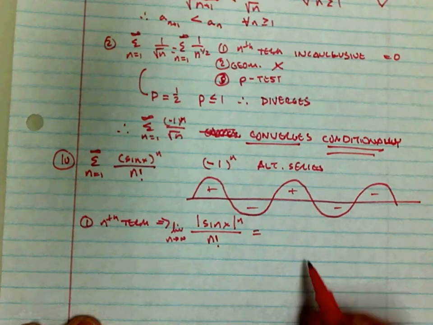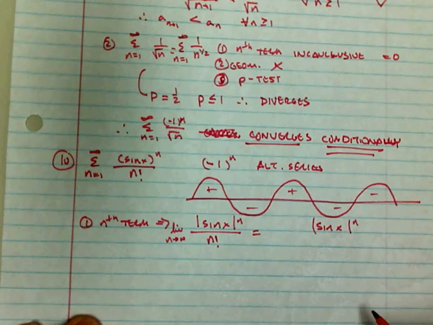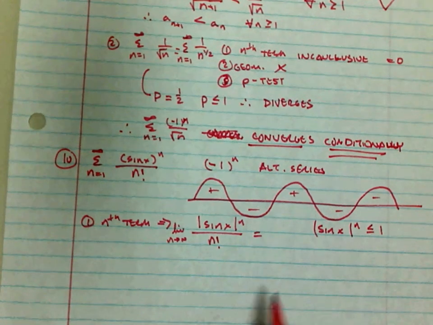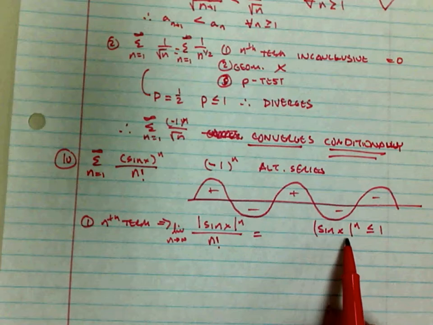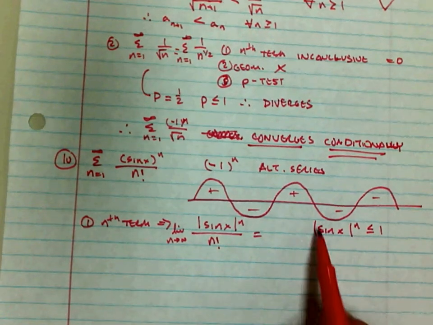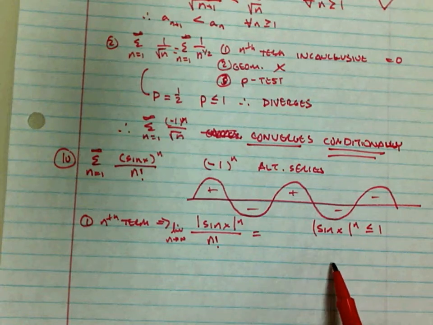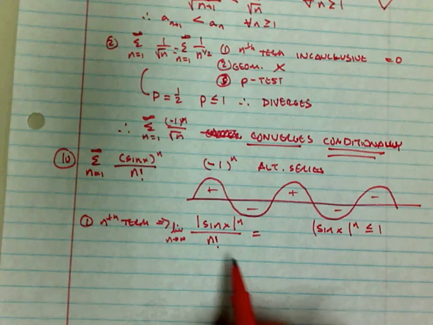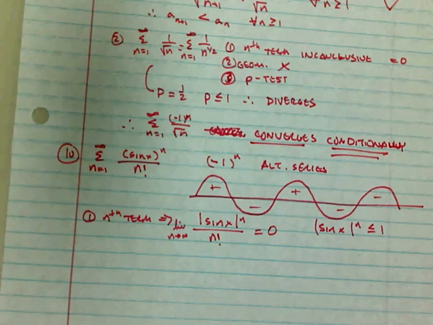The sine of x, the absolute value of that raised to the nth power, is always going to be less than or equal to 1 because the maximum value of this is going to be 1. All the other values are going to be between 0 and 1. To the nth power will always be less than 1. So the largest is going to be 1. This, of course, going to infinity, which means we have 0. Our first hurdle in the alternating series test is passed.